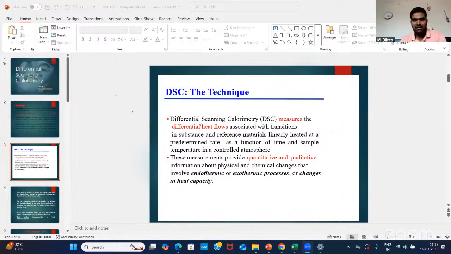So, what is differential scanning calorimetry actually? It measures the heat flow between the reference and sample, and we will plot a graph between the heat flow and the change in time. There we will observe endothermic and exothermic reactions. When heat is absorbed by the sample, an endothermic reaction occurs. When heat is released by the sample, an exothermic process is observed. That process may be plotted in the graph. Let us see.